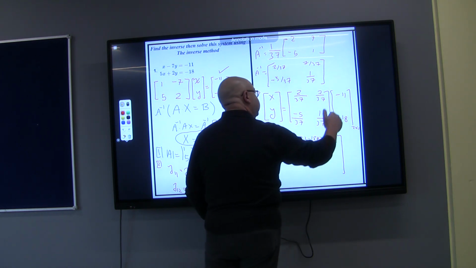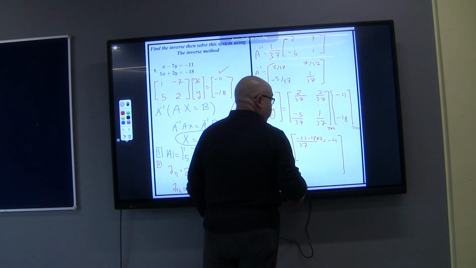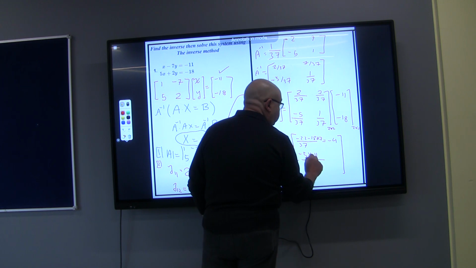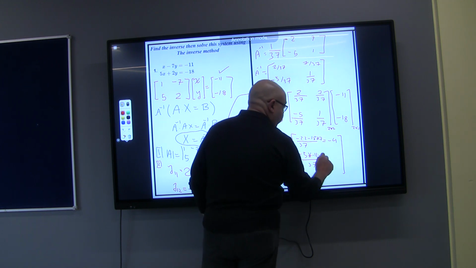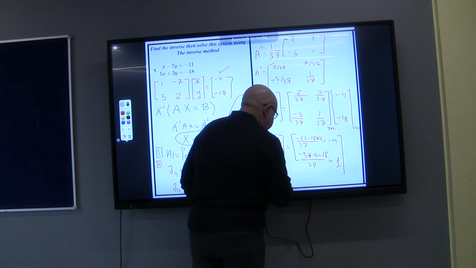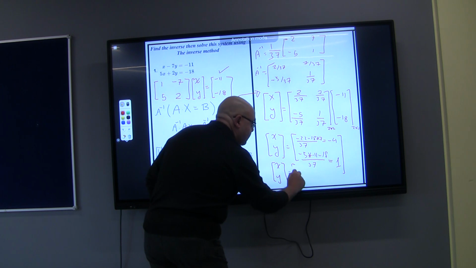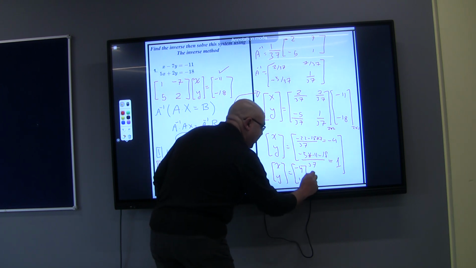And then multiplying the second row by the column, multiplying negative 5 over 37 times negative 11, which is going to come up to positive 55, then minus 18, which is going to come up to 1. That's in X and Y. It's going to be negative 4 and 1.